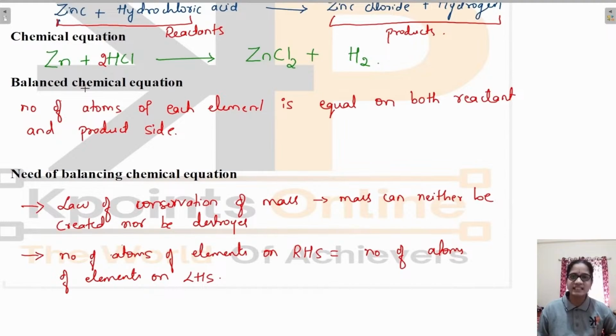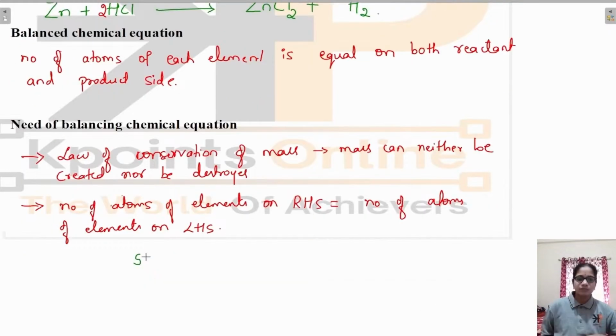Meaning physical state symbols for a reaction. For solids we will represent it by (s). If the reactant or product is a solid, we will represent it with (s).